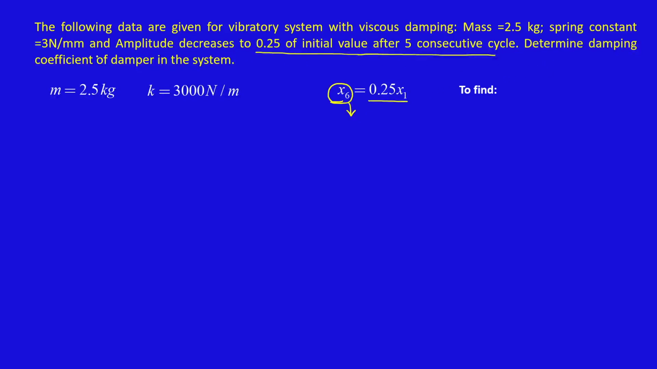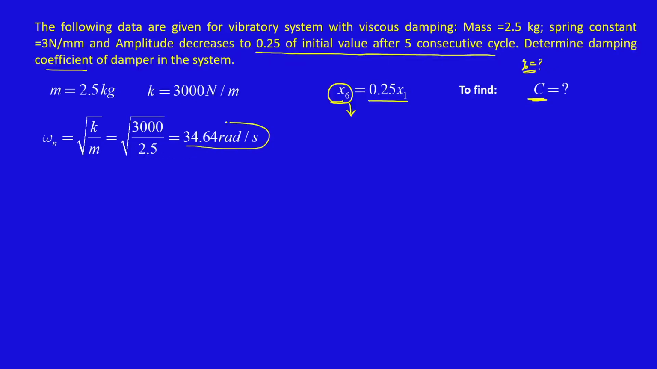Then we need to find the damping coefficient, which means C. There is a difference between damping coefficient and damping factor. Factor means eta, coefficient means the constant C. So we need to find the C value. M value is known, K value is known, so from that we can find the natural frequency. Omega n equals square root of K by M. K is 3000, M is 2.5. You will get 34.64 radian per second.